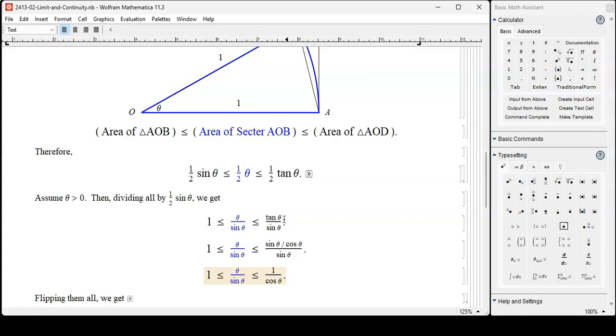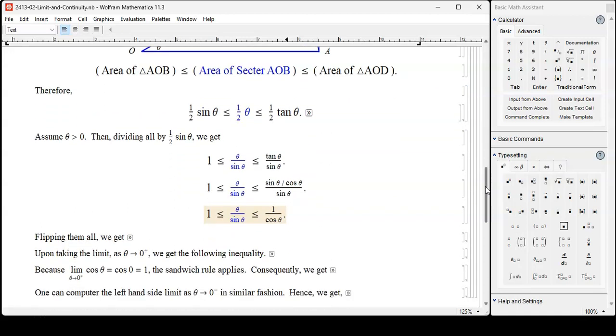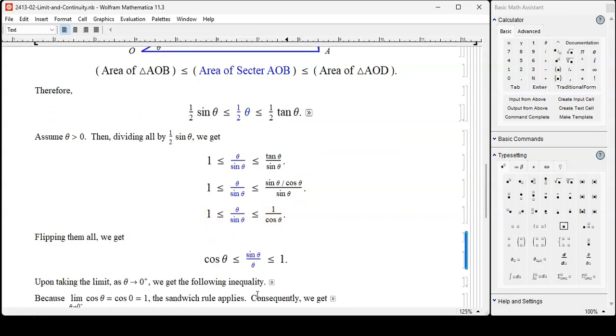All right, flipping everything, we're going to get the opposite. We'll have to flip the direction of all those inequalities. Again, we can do this because everything is positive. So cosine of theta, sine of theta over theta, and 1. And then we're going to apply the sandwich rule.